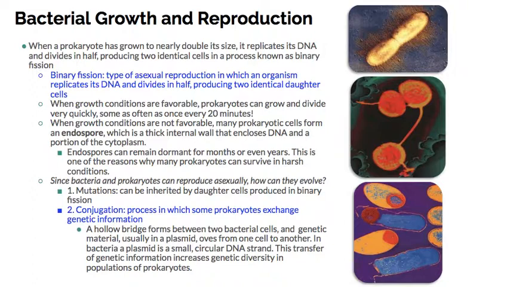So when a prokaryote has grown to nearly double its size, it replicates its DNA and divides in half. That produces two identical cells, in a process we call binary fission. Binary fission is a type of asexual reproduction in which an organism replicates its DNA and divides in half, producing two identical daughter cells. It's called asexual reproduction because the cell is dividing and you don't require any mixture of genetic information. When growth conditions are favorable, prokaryotes can grow and divide very quickly, some as often as once every 20 minutes.